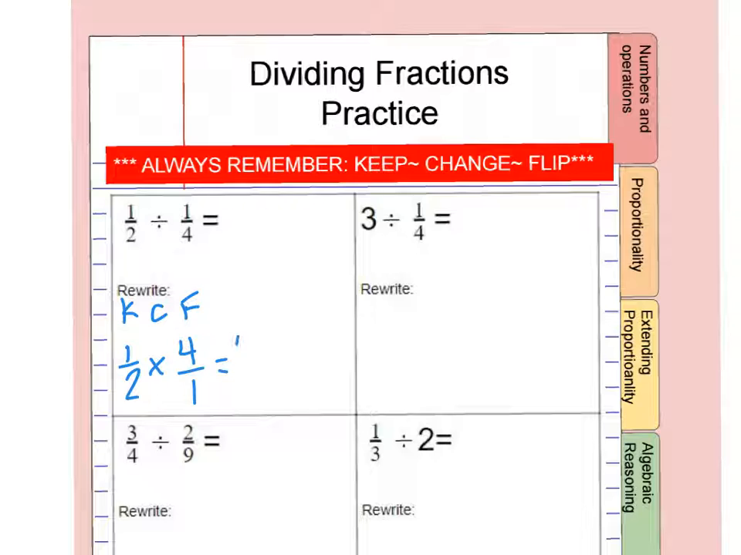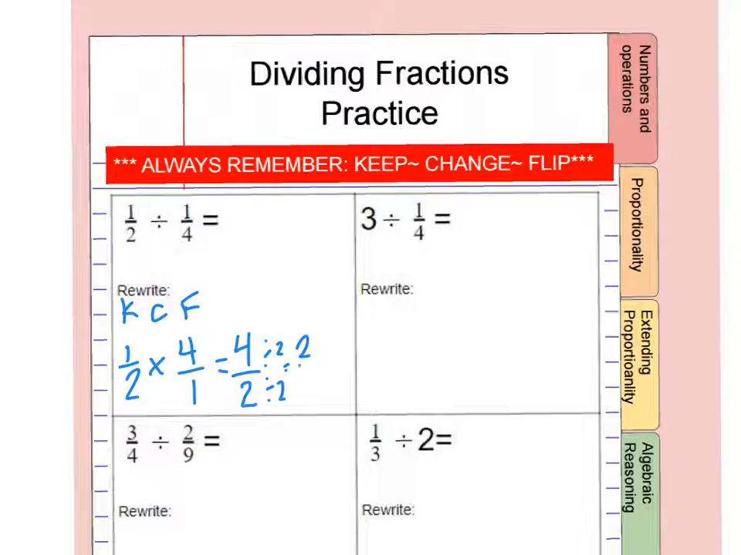Then I'm going to multiply straight across. So 1 times 4 is 4, 2 times 1 is 2. Okay, now I need to simplify this because that is not my final answer. Okay, so 4 and 2 are both divisible by 2. Divide by 2.